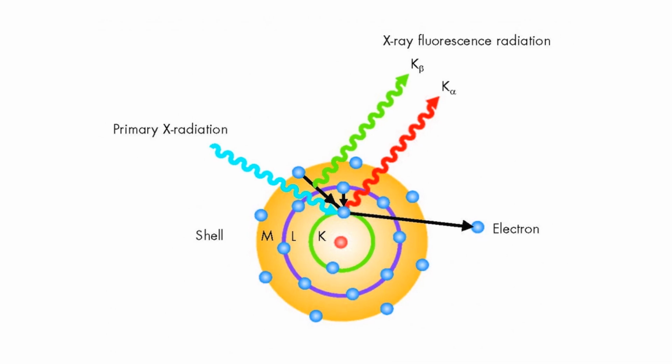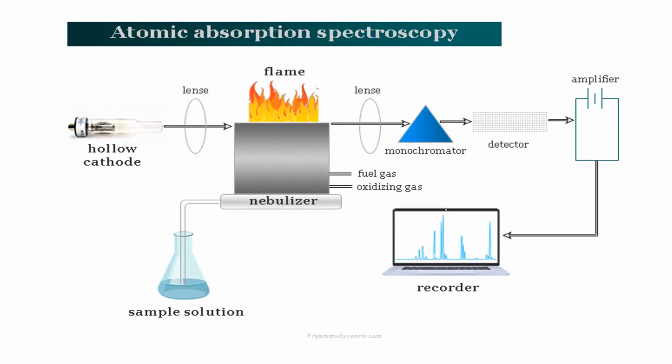Atomic absorption spectroscopy, AAS. AAS involves measuring the absorption of light at specific wavelengths by atoms in the ground state. The absorption is proportional to the concentration of the element being analyzed.